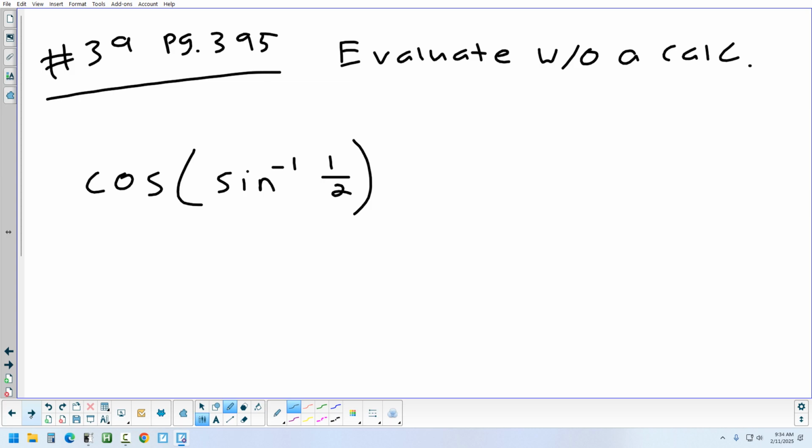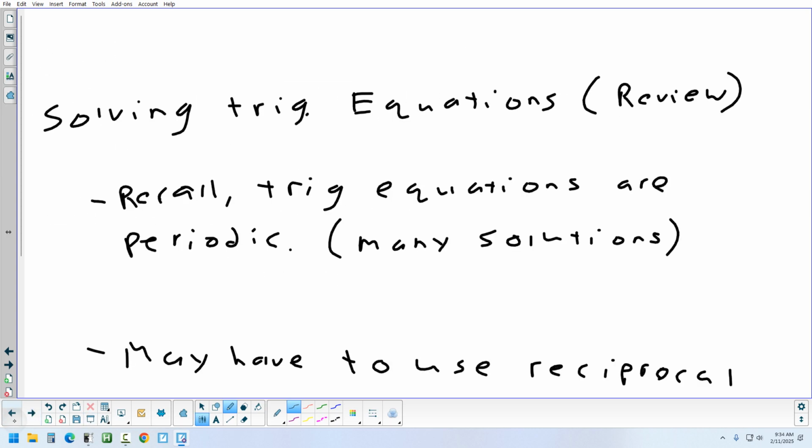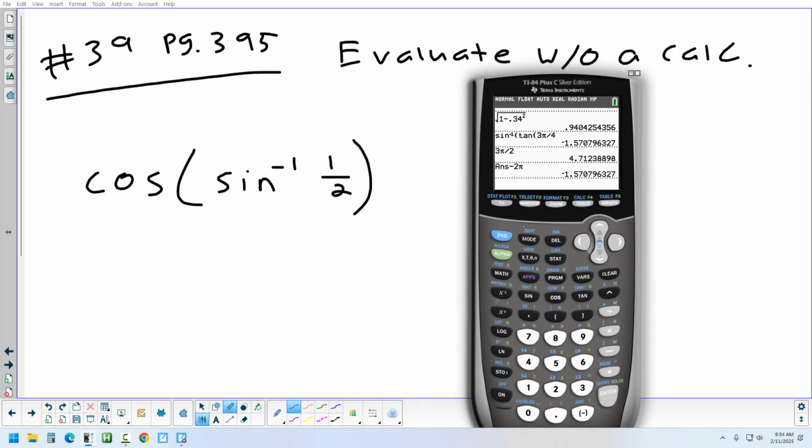All right, let's try one more of those, and then we'll finish up with solving an equation. Okay. This one is similar to the first ones we did, but there are no variables. So when we're done, we're going to get a numerical answer. Okay. And again, if you're wondering, well, why can't I just do the cosine of the inverse sine of 0.5?